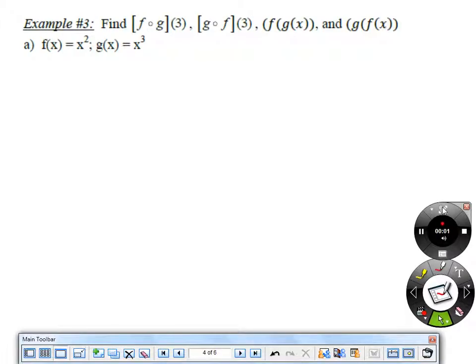So we're going to look at the same three examples that you were just doing. I know you guys didn't get to the third one. So you've done f of g of 3 and g of f of 3 for part A and part B, and now we're going to add on this f of g of x and g of f of x.